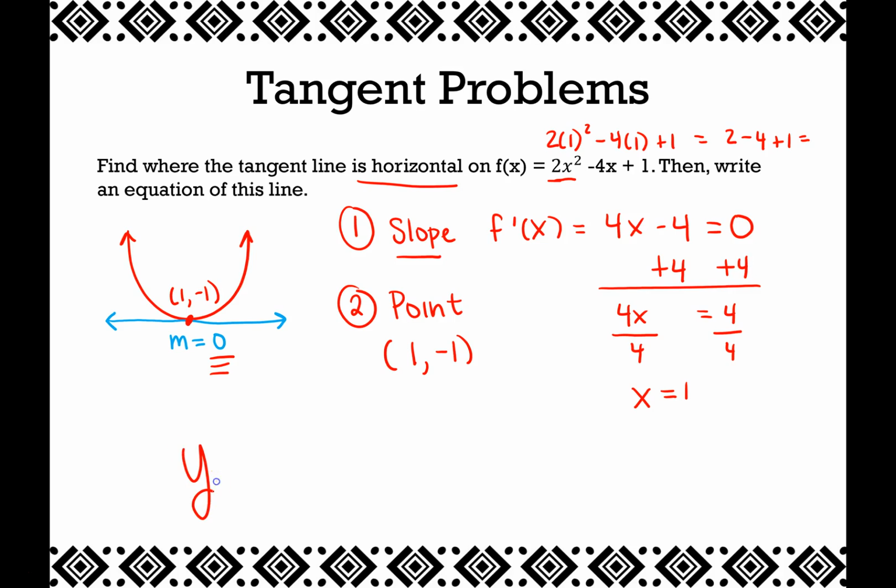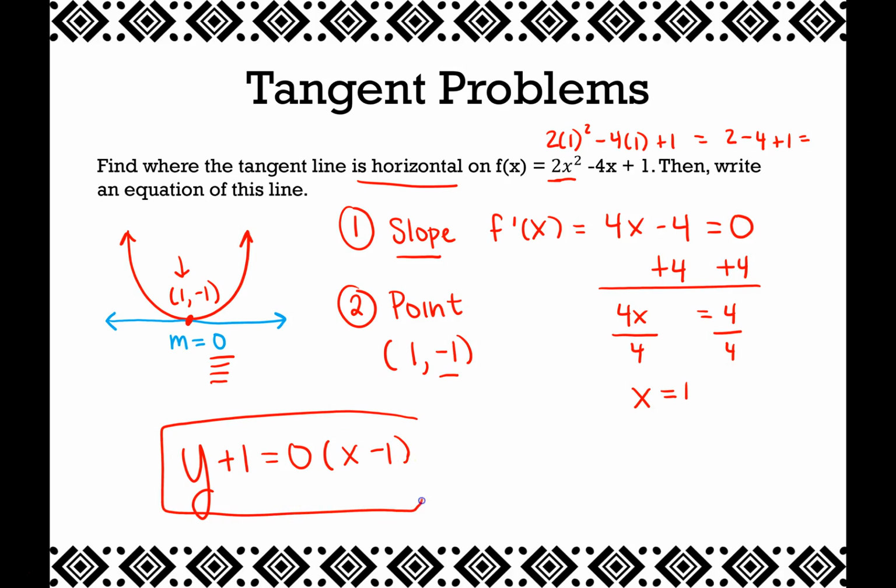So that's going to be y minus my y1. Well, y minus minus 1 becomes a y plus 1 equals a slope of 0. That's my slope is 0, and then x minus 1 because of this right here. And if you want, we can go ahead and distribute this, but I would accept this as a perfectly good answer.